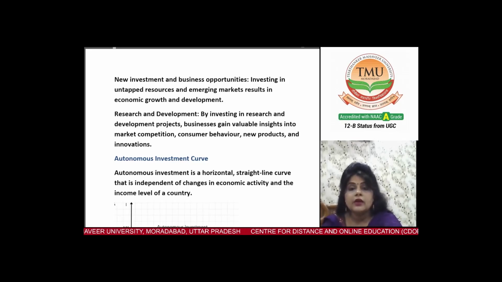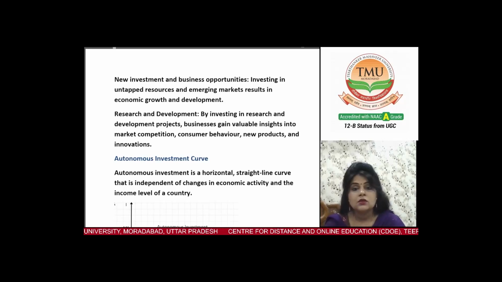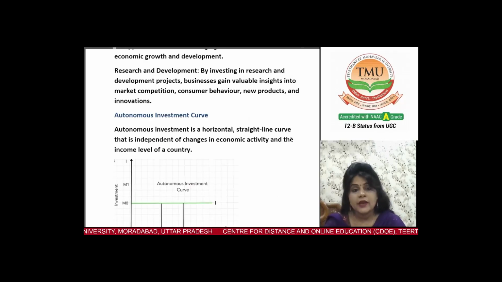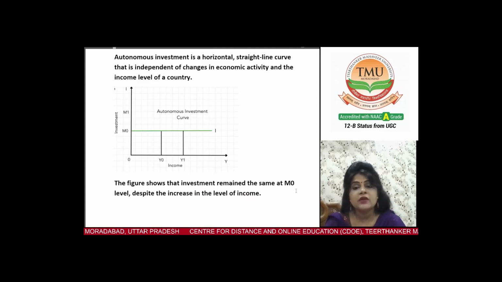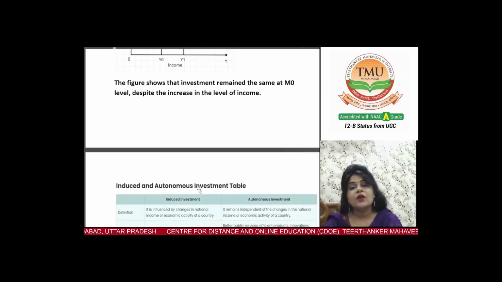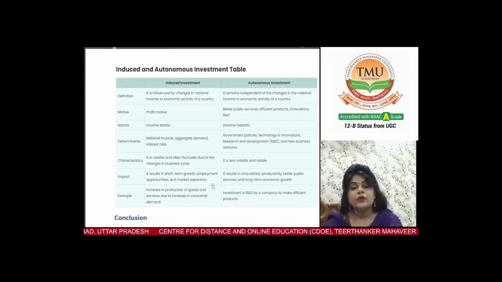So, here you see autonomous investment is a horizontal straight line that is independent of changes in economic activity and income level of a country. You see, the figure shows that investment remains the same at M0 level despite the increase in the level of income. So now we discuss the differences between induced and autonomous investment.